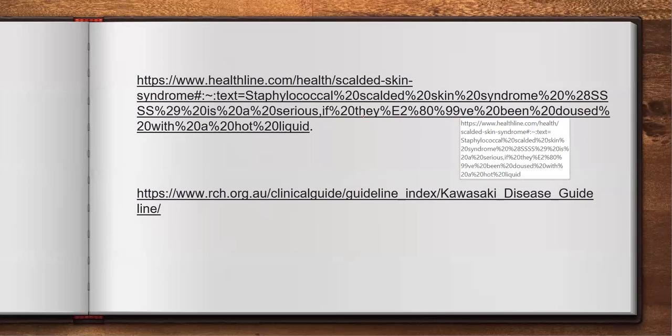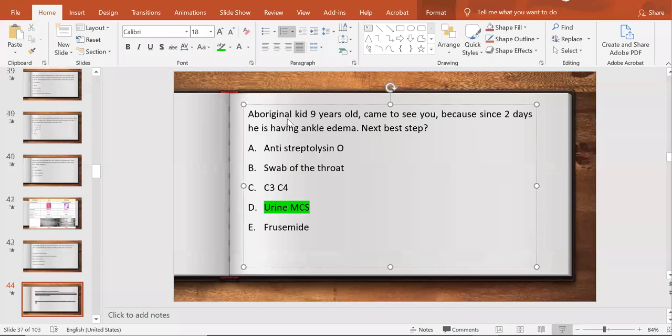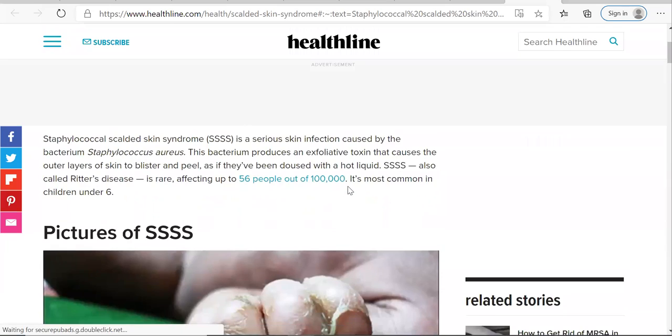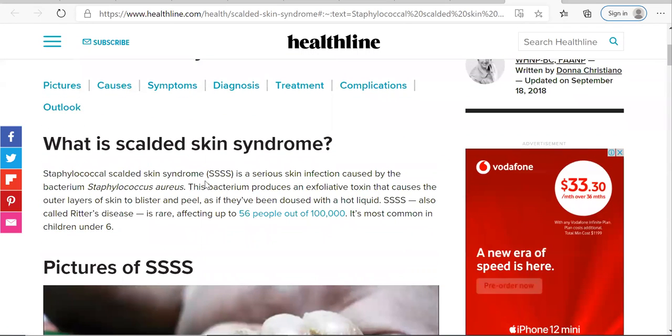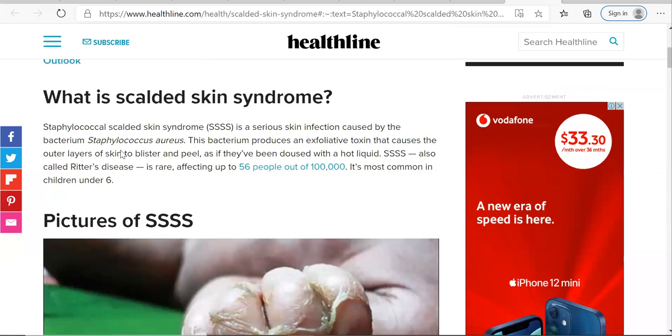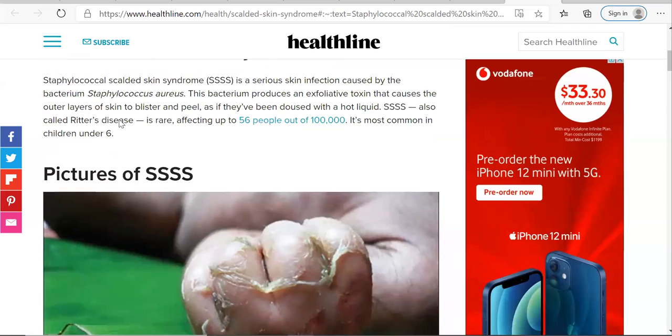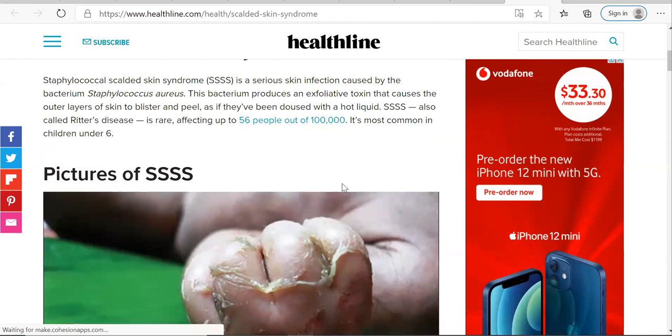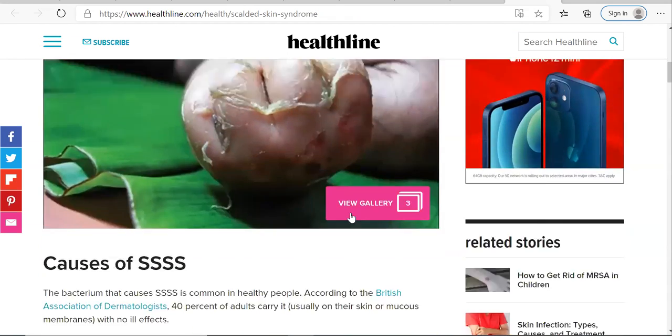Now, what it is, let's have a look. Staphylococcal scalded skin syndrome is a serious skin infection caused by the bacterium Staph aureus. These bacteria produce a toxin that causes the outer layer of the skin to blister and peel. So the outer layer of the skin will desquamate like that. This is a characteristic finding of staphylococcal scalded skin syndrome.